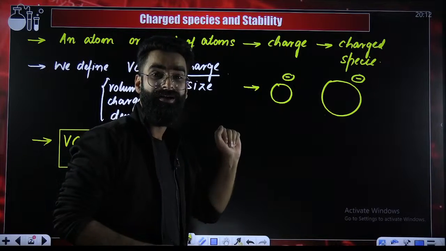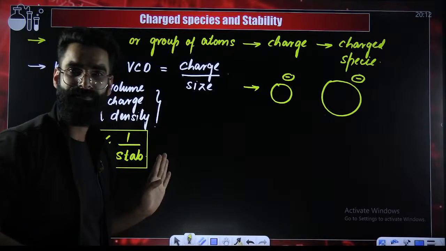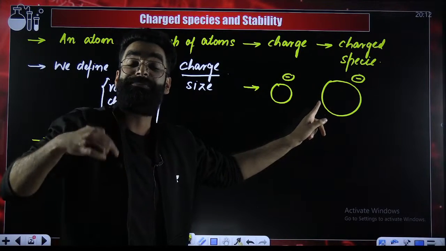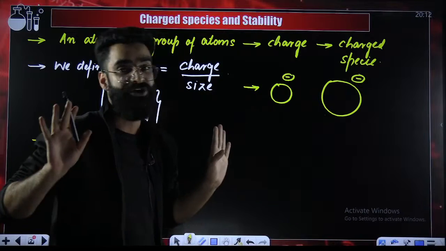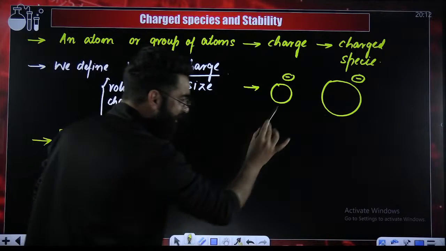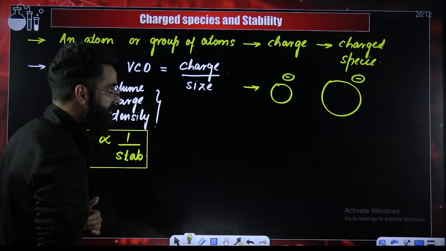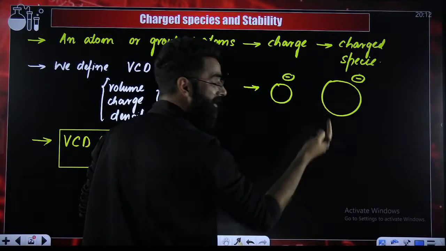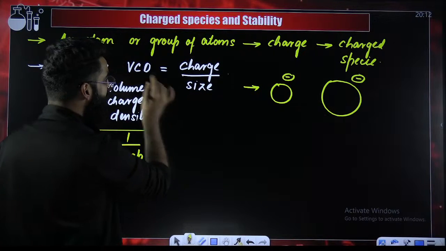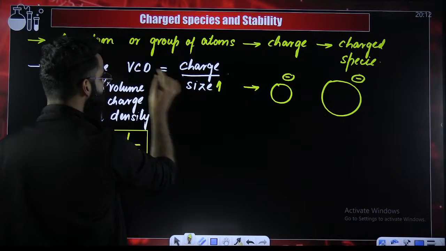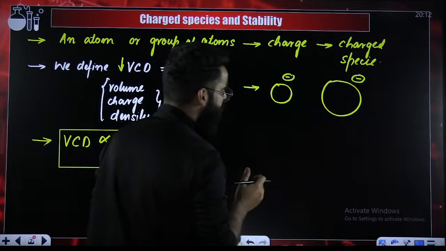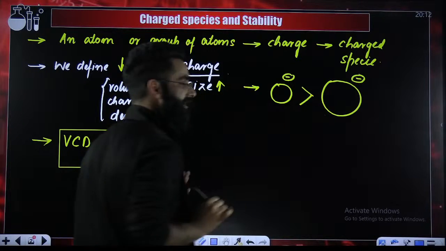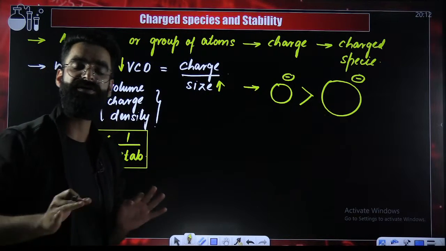So if I compare the volume charge density of these two species, I am not going to compare it with respect to charge because charge on both the species is the same. I'll be talking about VCD in terms of size. And you know, VCD is inversely proportional to size. More the size of the species, lesser the VCD. So if I ask you, among these two, which one has got more volume charge density? The one which has got smaller size. Simple.